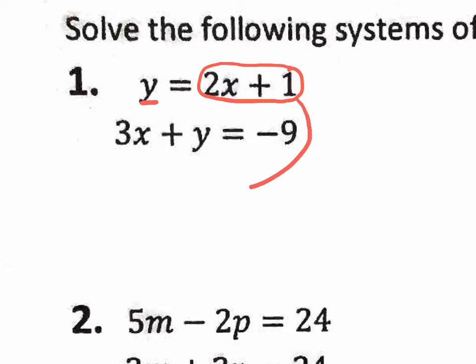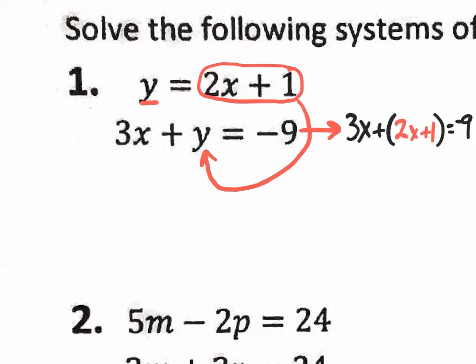So I like to draw arrows when I substitute. Okay? And then I'm going to rewrite my new equation over here on the side. So my new equation will be 3x plus y, but instead of y, I'm going to put the parentheses, equals -9. So inside of the parentheses, I am plugging in the 2x plus 1.